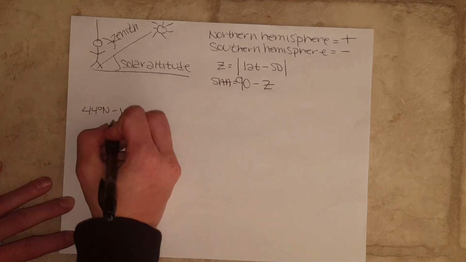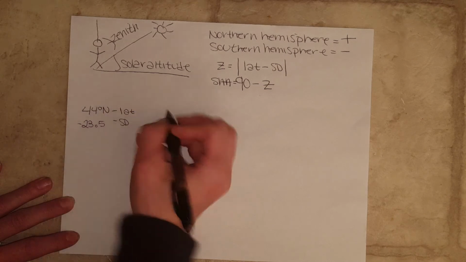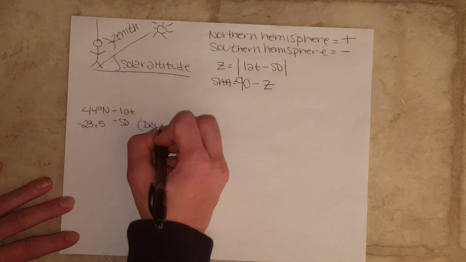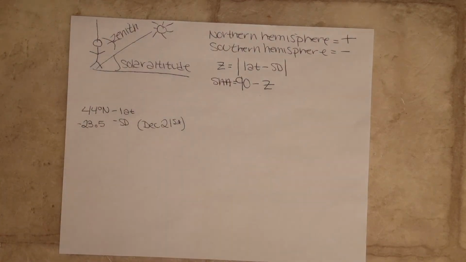And then our solar declination is negative 23.5 because we're using December 21st. I like to call the solstices and the equinoxes the big 4, and I just have those solar declinations memorized. December 21st is negative 23.5 degrees south because we're in the southern hemisphere. June is in the northern hemisphere, 23.5 degrees north, or positive. And during our equinoxes, it's going to be 0.